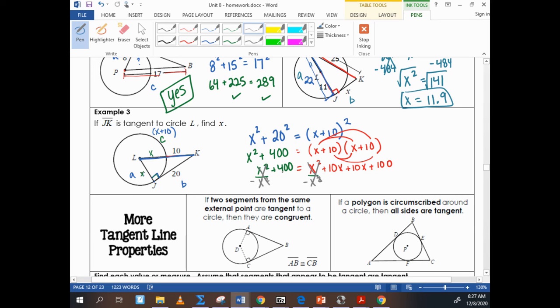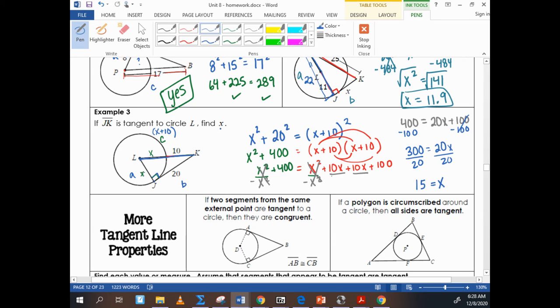Now when I clean this up, notice this 400 is on my left. And let's add some like terms. I've got a 10x plus 10x, so that's 20x plus 100. And let's go ahead and solve this. This is just a linear equation now. So we just follow our steps. If I want x by itself, we're first going to subtract 100. So I have 300 is equal to 20x. And we're going to undo that 20 that's multiplied to my x by dividing by 20. So x is equal to 15.